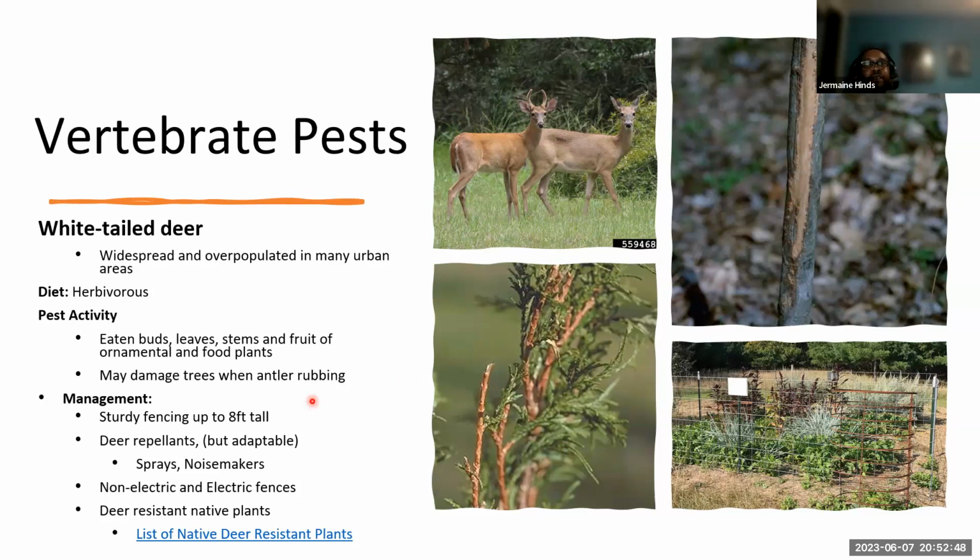And as far as management, you can use sturdy, tall fencing to prevent them from jumping over it. There's different deer repellents that you can use. You can use electric fences baited with peanut butter or something like that. They'll get a shock on the nose and then leave. And then there's deer resistant native plants. So I provided a list there of native deer resistant species that you could consider putting in if you're interested.